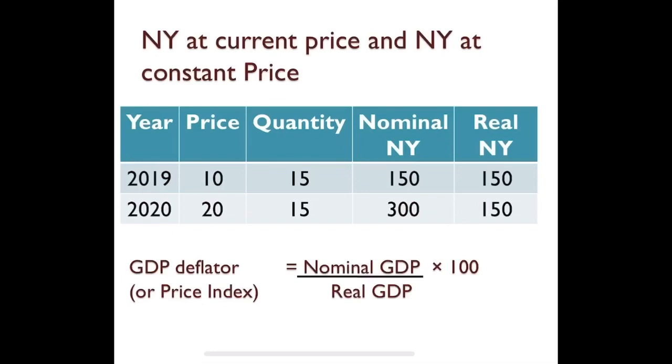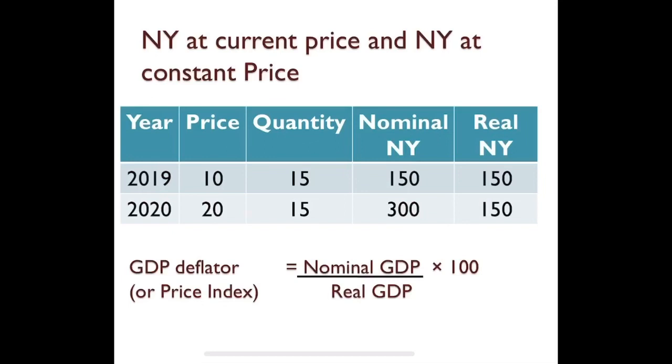So when you calculate, let's say 2019, the price of commodity is 10, quantity 15, nominal income came by 10 into 15, which is 150. 2020, this year price was 20, quantity 15, the same quantity, and nominal income 20 into 15, which is equal to 300. So real national income क्या हुई when you are taking only the base year prices.